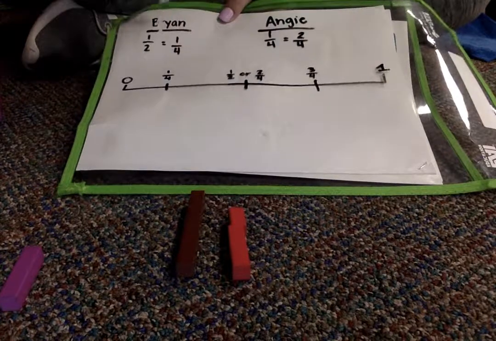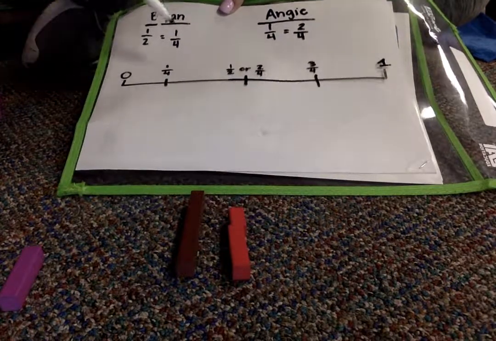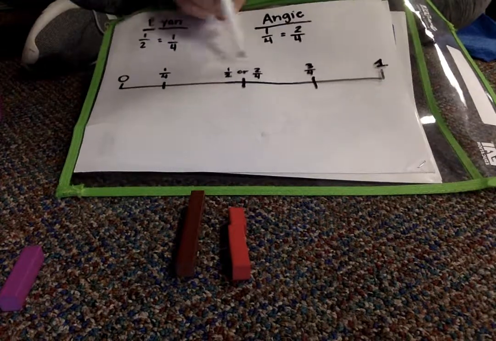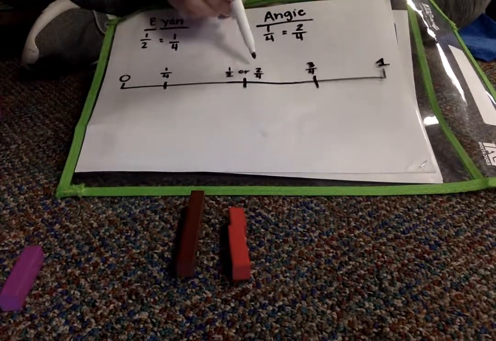So both of these students were able to find the pattern that there were both 4's on the denominator and 1's on the numerator, but we can now see that if we're finding equivalent fractions, 1/2 would be equivalent to 2/4.